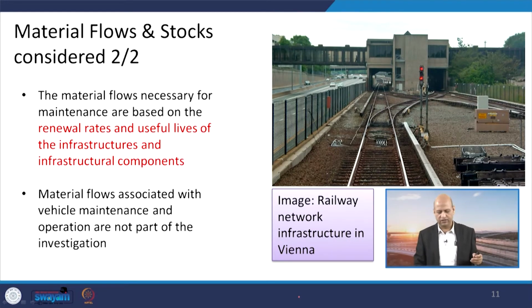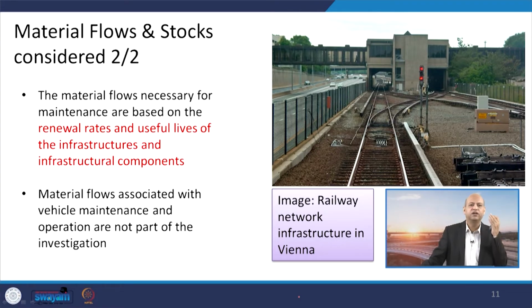Then, as you can see, like this railway network infrastructure in Vienna, the material flows necessary for maintenance are based on the renewal rates and useful lives of the infrastructure and infrastructural components. That means some components which are more robust will give a good inventory, and utilization will be for a longer span of time.